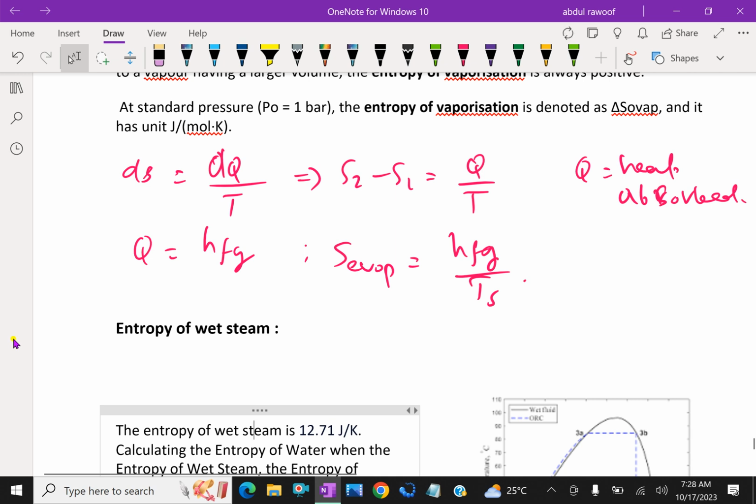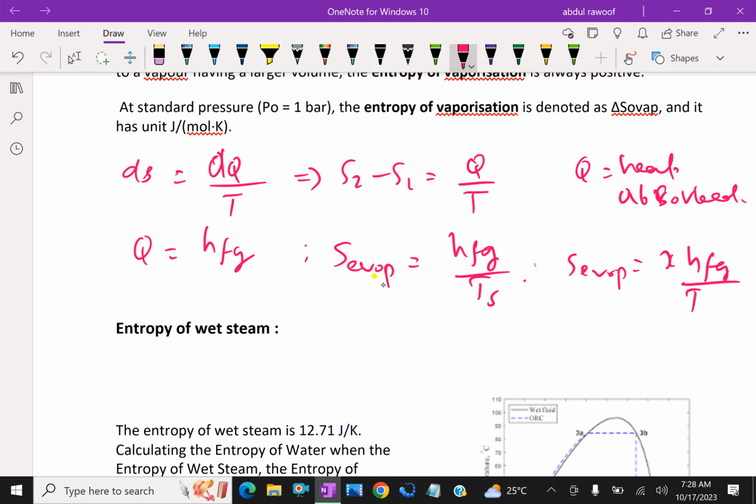If dryness fraction is given, we have to use it, X. That is, we have to use hfg into X if dryness fraction is given. Therefore, also S evaporation is X hfg by Ts. For superheated steam, X is 1. For other stages, X is some point less than 1. Then you have to use that fraction.